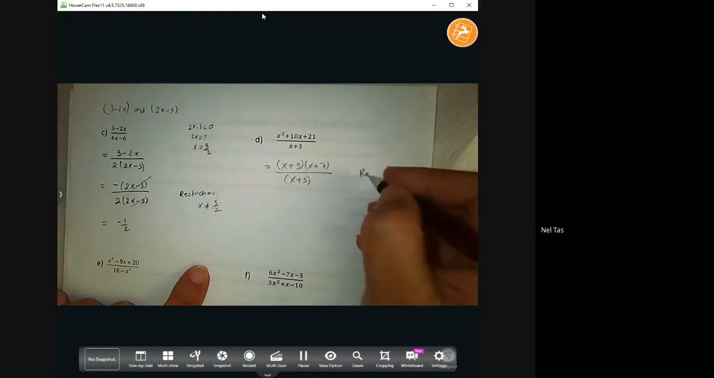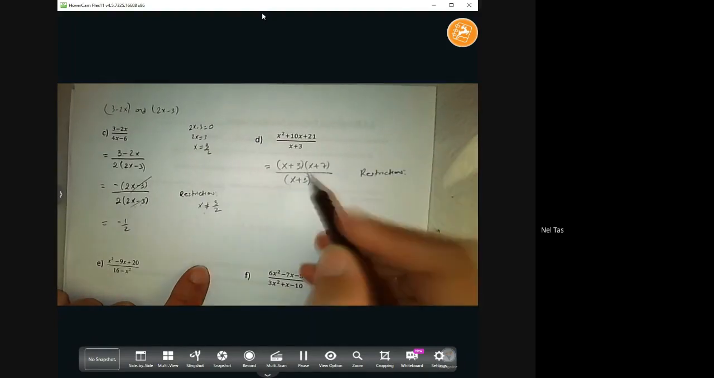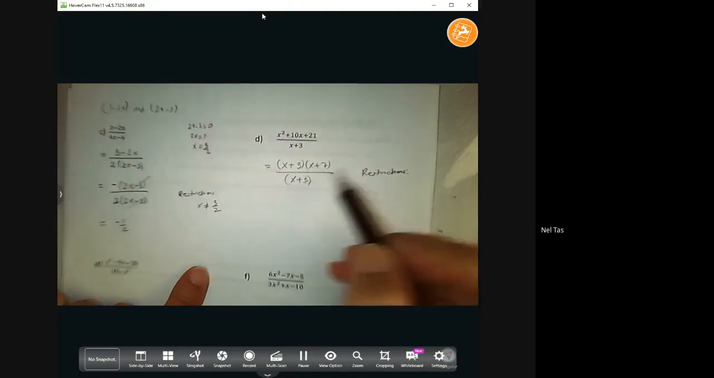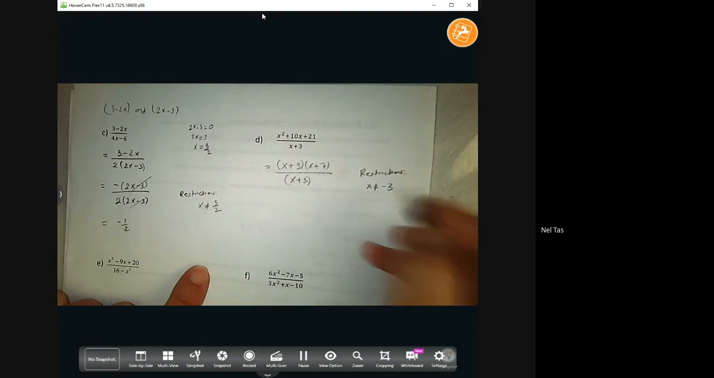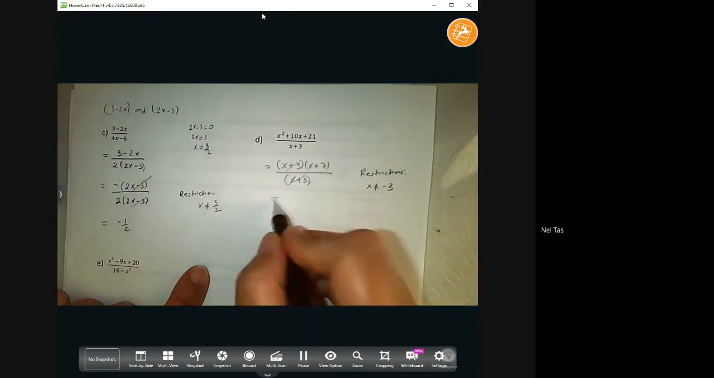Again, state the restrictions before you simplify. So the denominator is x plus 3, make it equal to 0. So you get x equals negative 3. So x cannot be negative 3. Now you can simplify and you get x plus 7, with the restriction x cannot be negative 3. E.